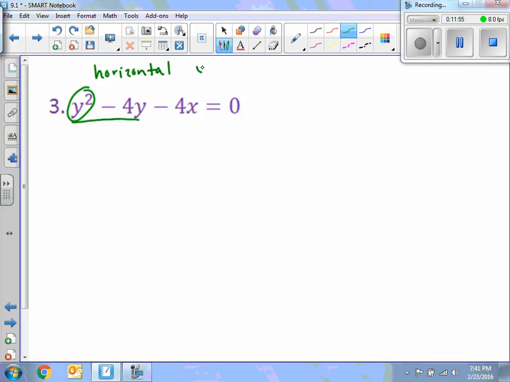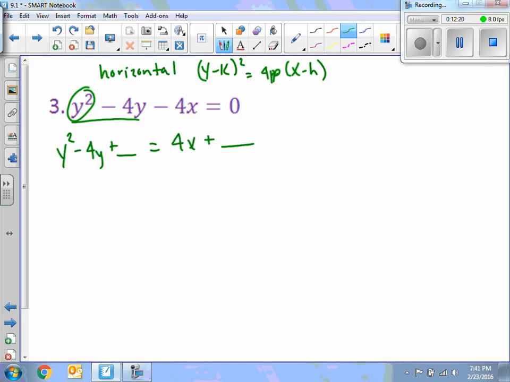So I'm going to want to get it to be y minus k squared equals 4p times x minus h. Alright, so we need to complete the square. I have y squared minus 4y plus blank. I'm going to take everything over to the other side.